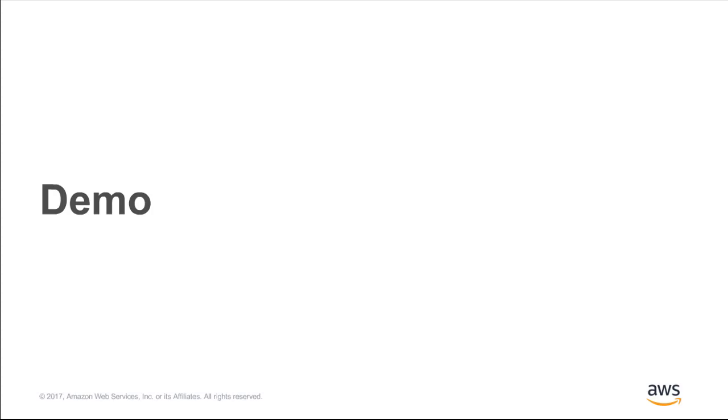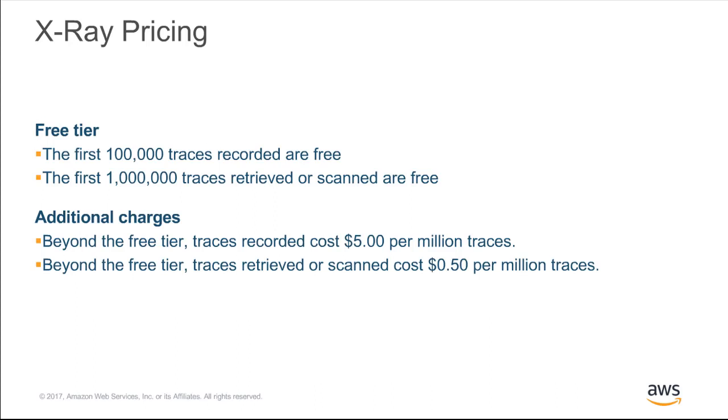Finish up with pricing for X-Ray, and then leave you guys with some URLs for documentation and sample apps that you can get started running today. So the way X-Ray is priced is essentially we have a free tier that allows you to send 100,000 traces for free each month. This works out to roughly a little over 1 request or 2 requests per minute, I believe. And then in terms of retrieving data from the system, you can query up to 1 million traces or retrieve the raw data for up to 1 million traces for free.